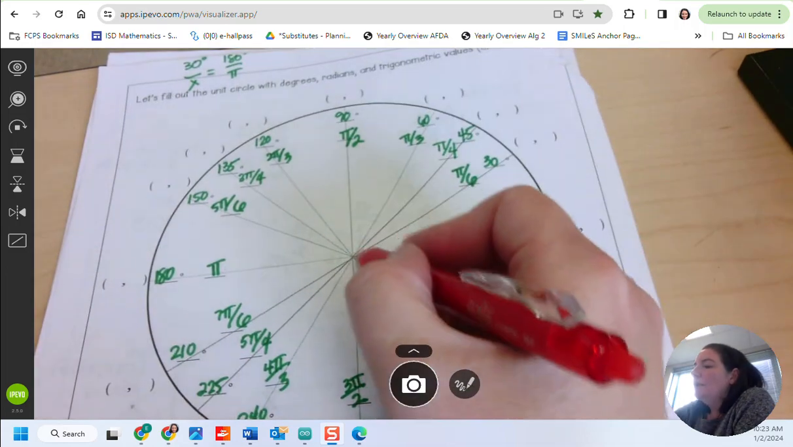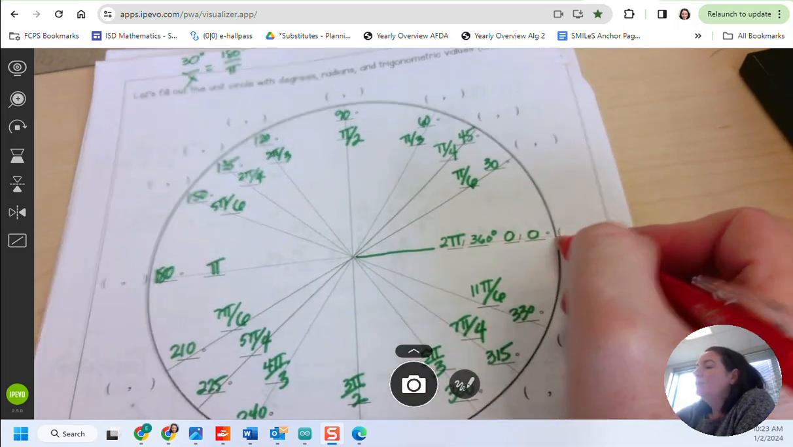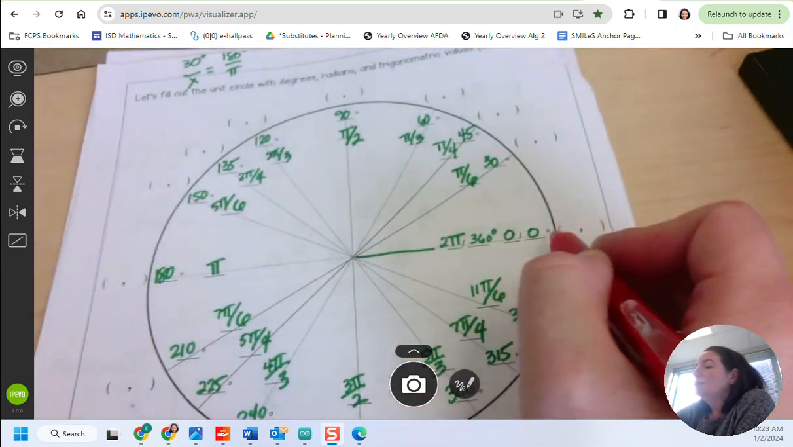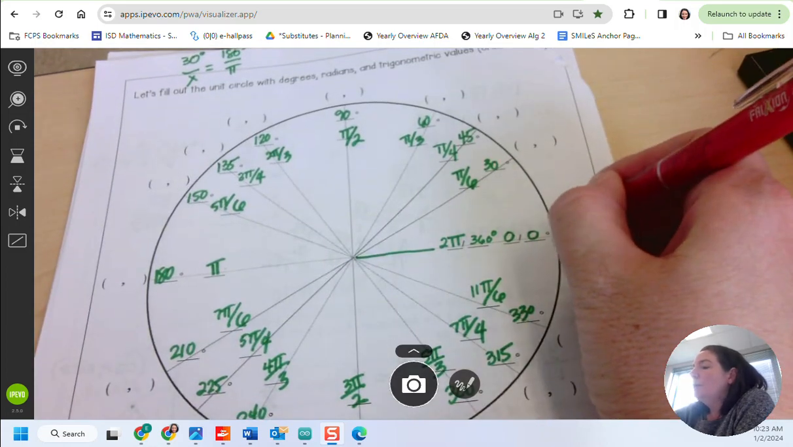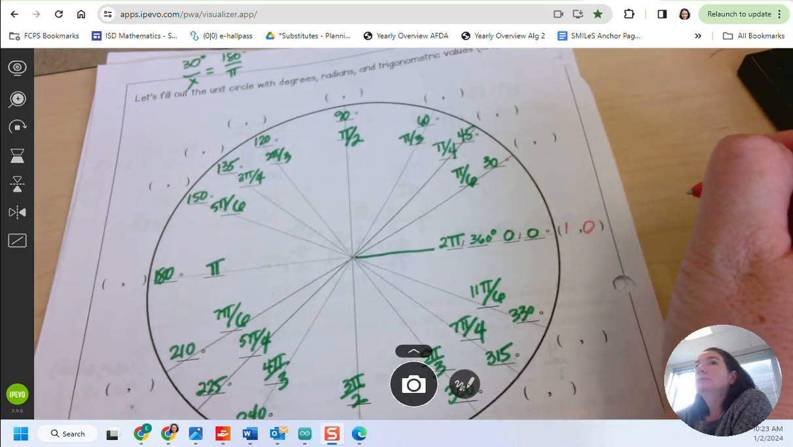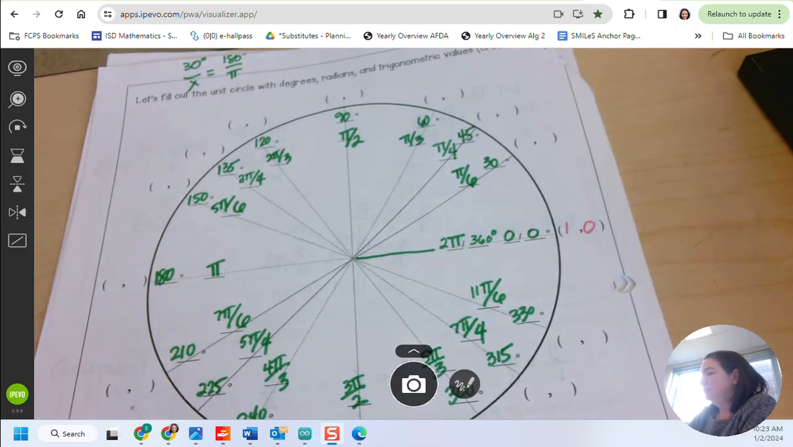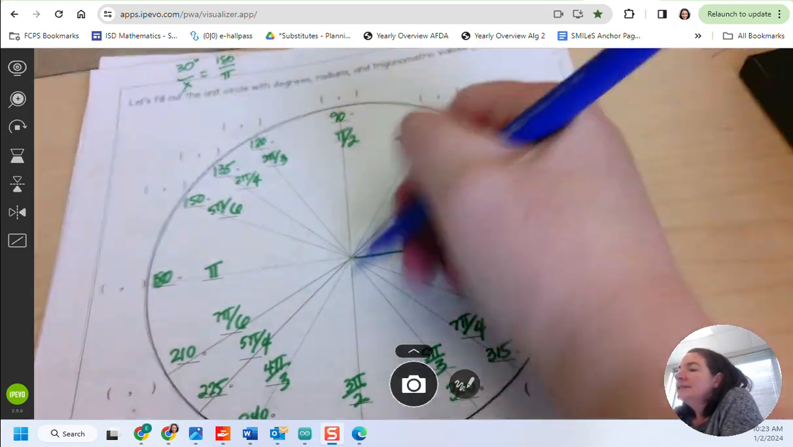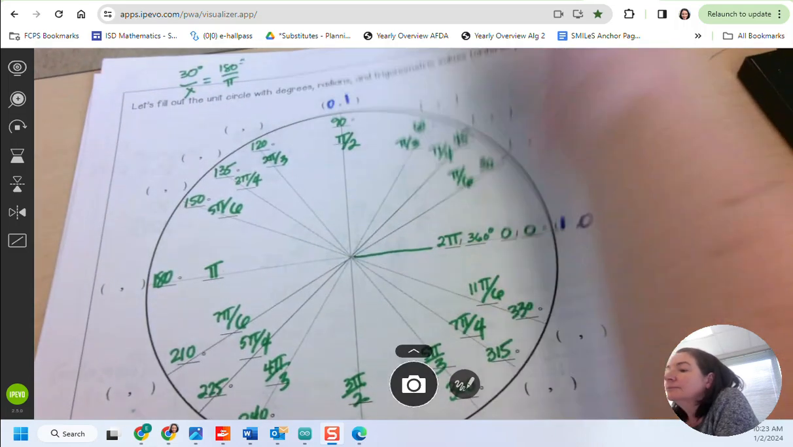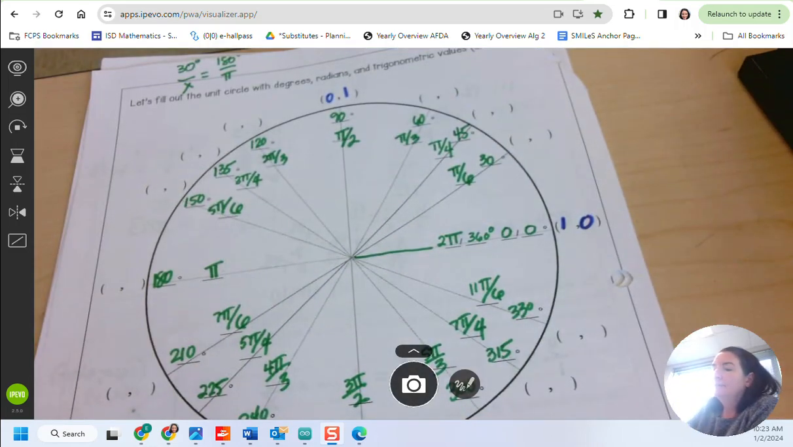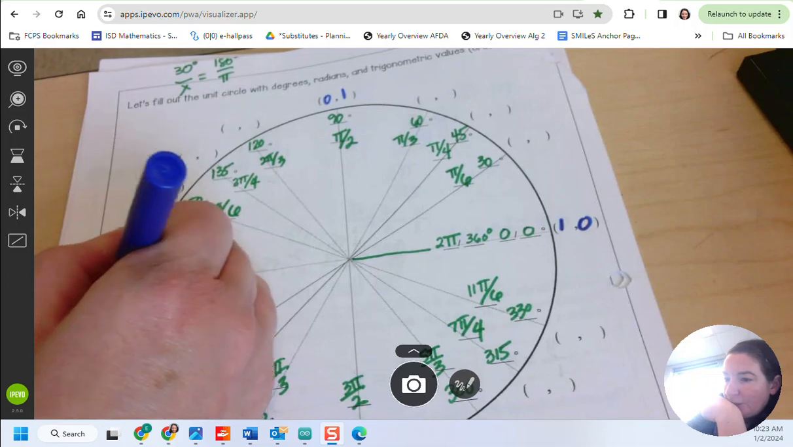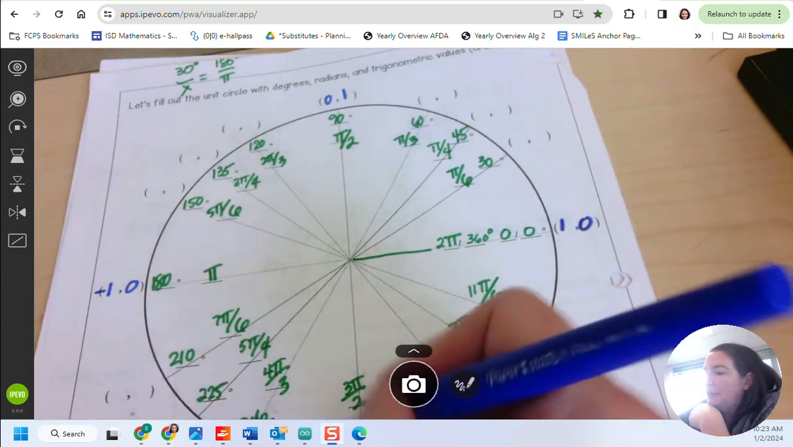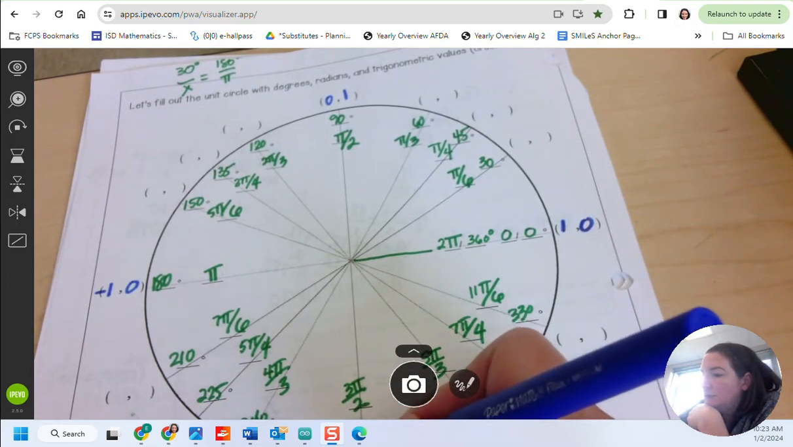All right, all the ones that are on the quadrants are pretty easy, because remember the radius of the circle is 1. So this would be 1, 0. That wasn't very easy to see though. 1, 0. This is 0, 1. Negative 1, 0. And 0, negative 1.